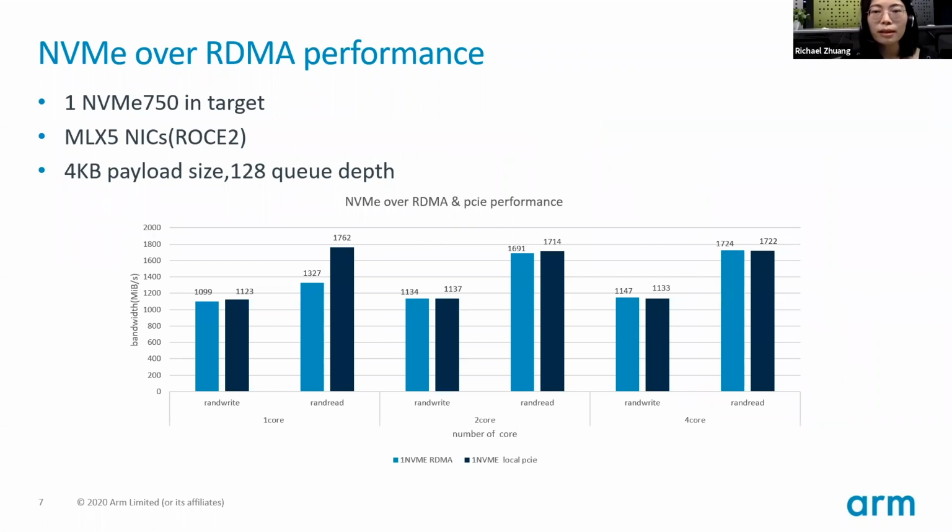This chart is the comparison of the NVMe over RDMA and local PCIe on ARM server. We use NVMe 750 in target and use the Mellanox NIC. The data is tested with the 4 kilobyte payload size at 128 queue depth. We can see from this picture that there is little change with the number of CPU cores.